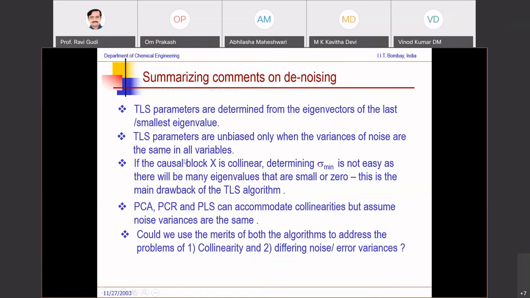Now, if the causal block X is collinear, then determining the smallest eigenvalue is not so easy, because there will be many eigenvalues that are small or zero. And so we need to go beyond TLS. That's where we start motivating principal components regression and projection to latent structures, because these are algorithms that can accommodate collinearities in the X block. But they still assume that the noise variances are the same. Can we now work with differing noise variances as well? That's what we want to look at in this module.